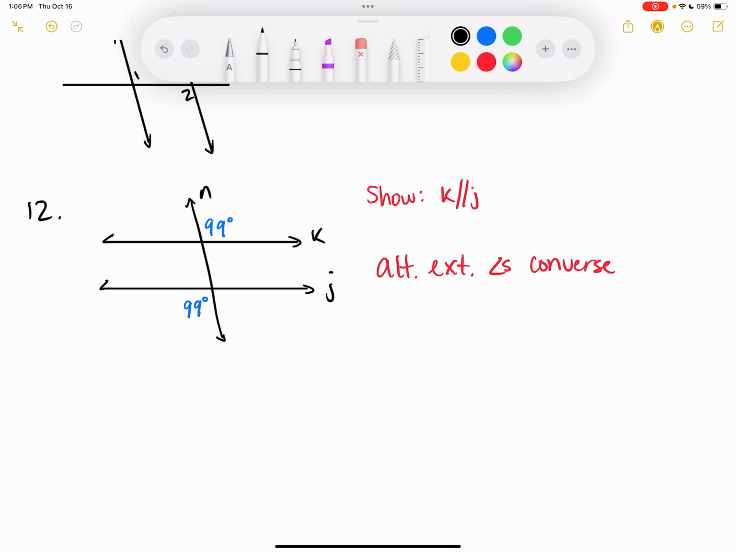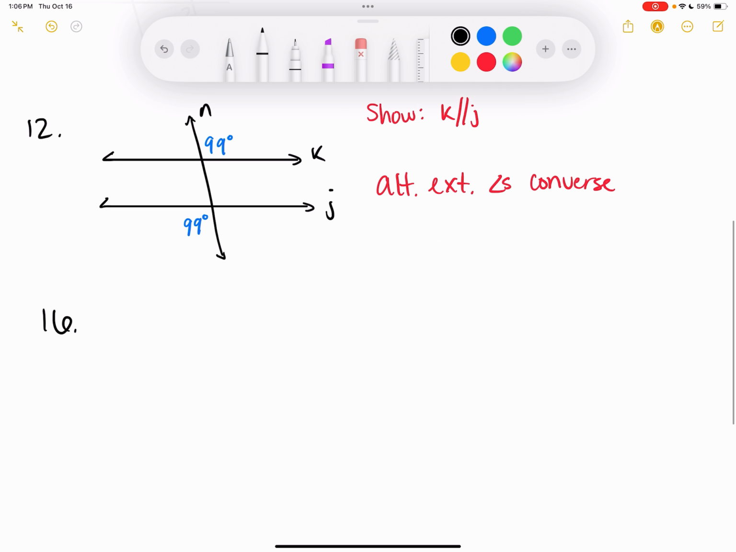All right, 16. Still explaining how you would show that K is parallel to J. These may involve a little bit more work. We're not proving anything. We're just going to be showing it and explaining it out. So we may have to do a little bit of math on some of these.